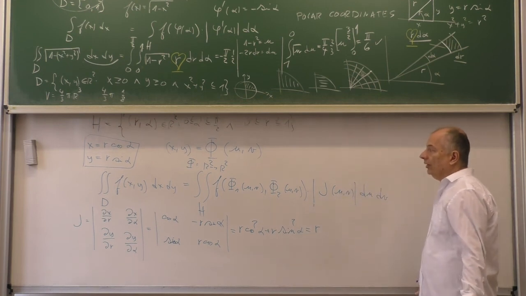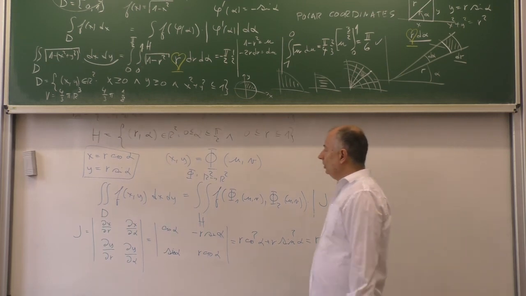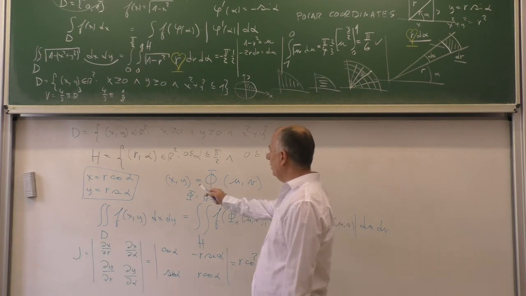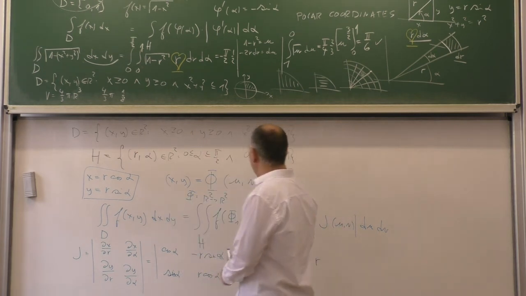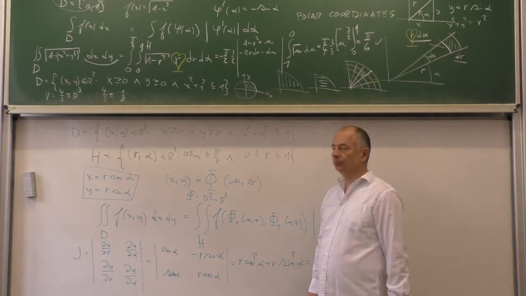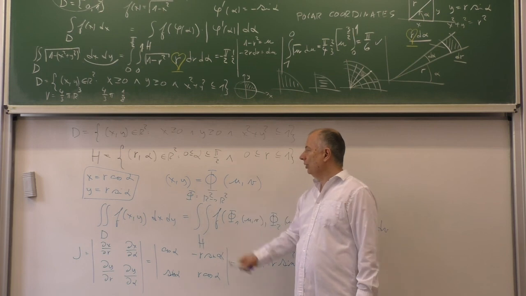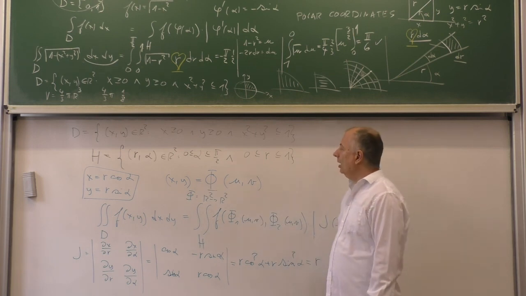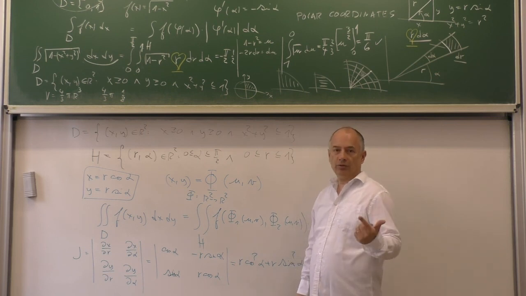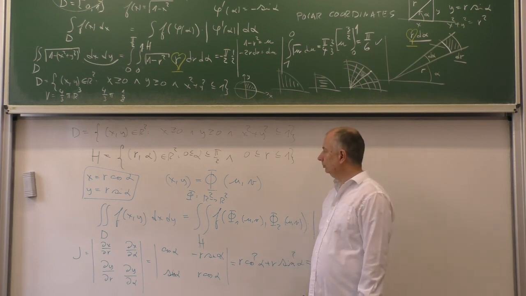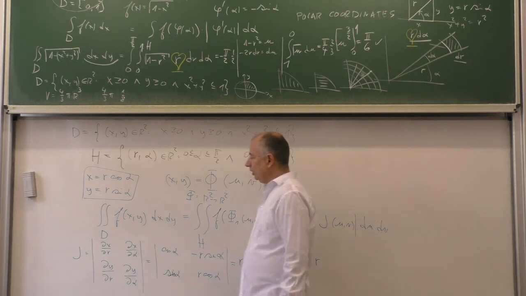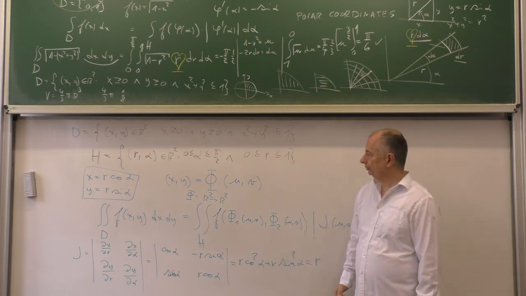So, this is the theorem on substitution in double integrals. There are some assumptions, some conditions for this function phi. We want the function phi to be injective. That means for different arguments, we want different results. We want the function to be smooth. That means continuous and having continuous derivatives. And finally, we want the determinant of the Jacobi matrix to be non-zero.